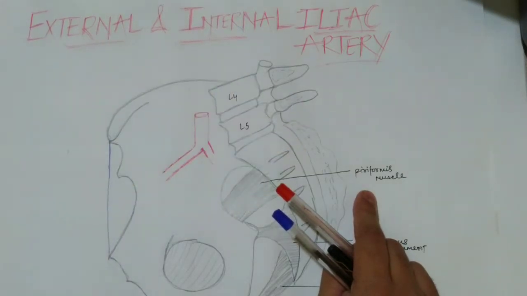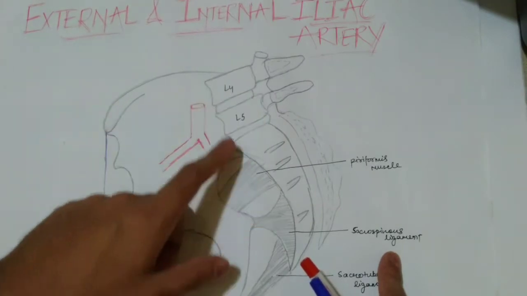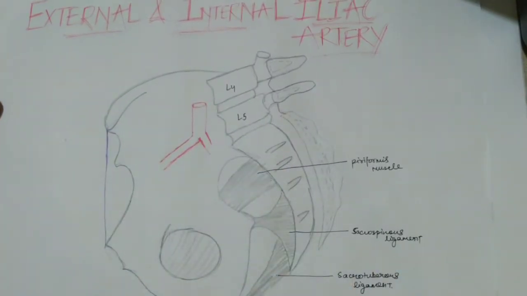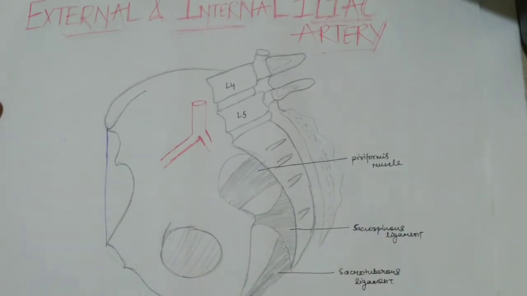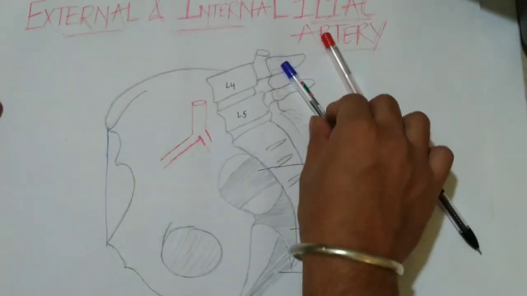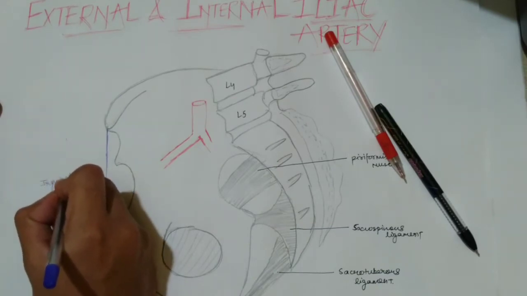So now we are going to discuss this is your pelvic bone, and this lumbar region L4, L5, this is sacrum. And this is piriformis muscle, sacrospinous ligament, sacrotuberous ligament, and this is your inguinal ligament. In respect to all these structures we are going to discuss the branches.